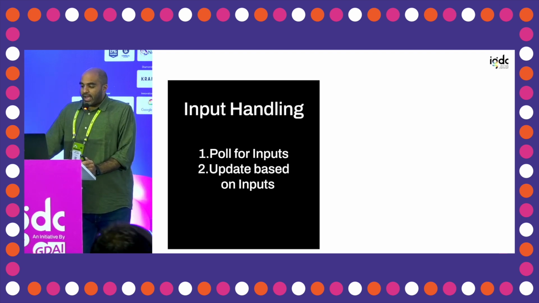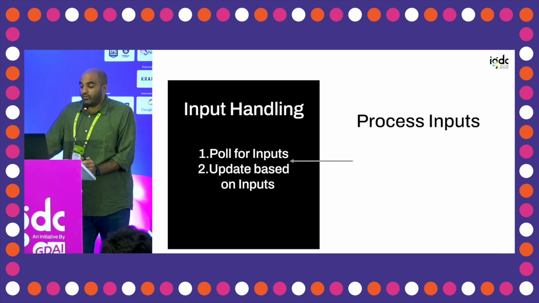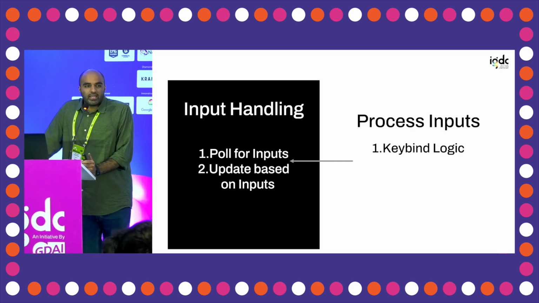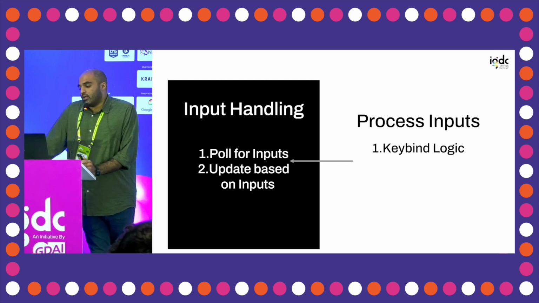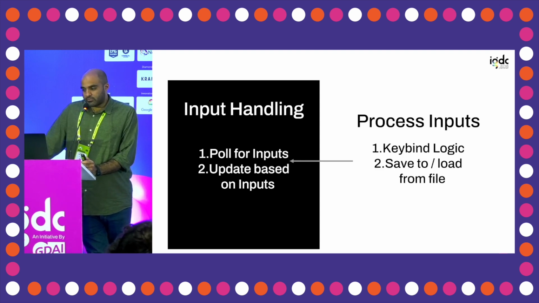In the middle here, I added one step between polling and updating, which is that I process the inputs. Initially, it was for keybind logic, which means that whether you press W or up arrow, the same thing should happen, so I equated them. But then once I had this, I also realized that I want to do this whole input automation thing, so I could also save and load them to file.